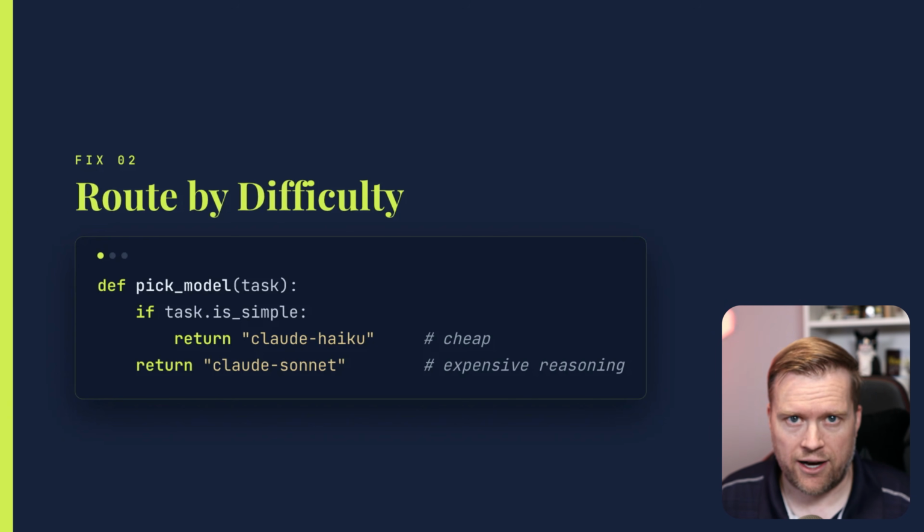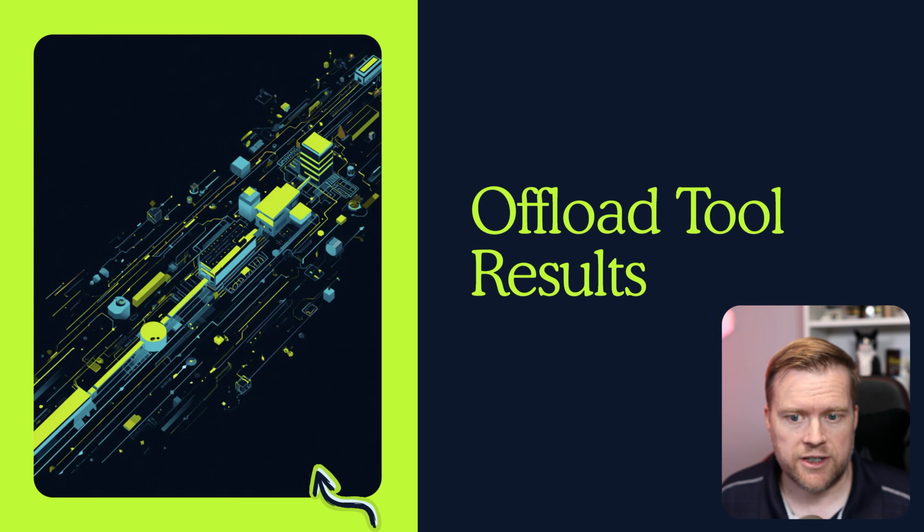You can even have another model that's very cheap decide which model to use. So you can play around with this, but I highly recommend don't use the most expensive model for everything you're doing. You want to use multiple different models based on the use case, and then try to route to it inside your agent. Another good tip is to offload the tool result.